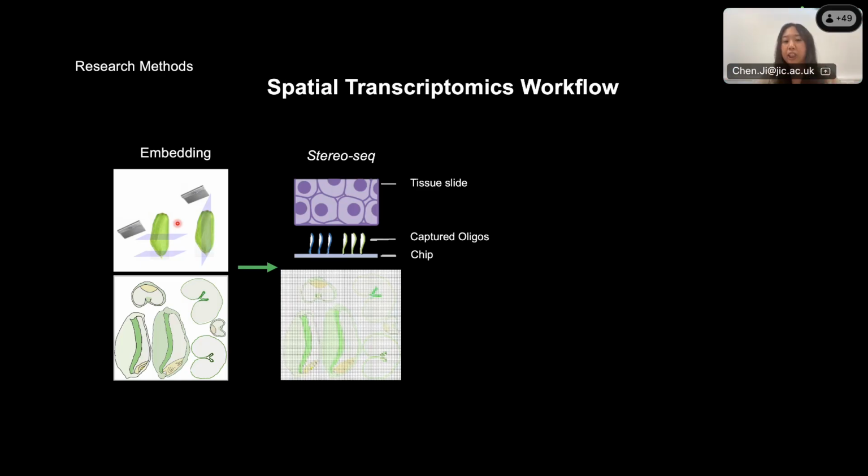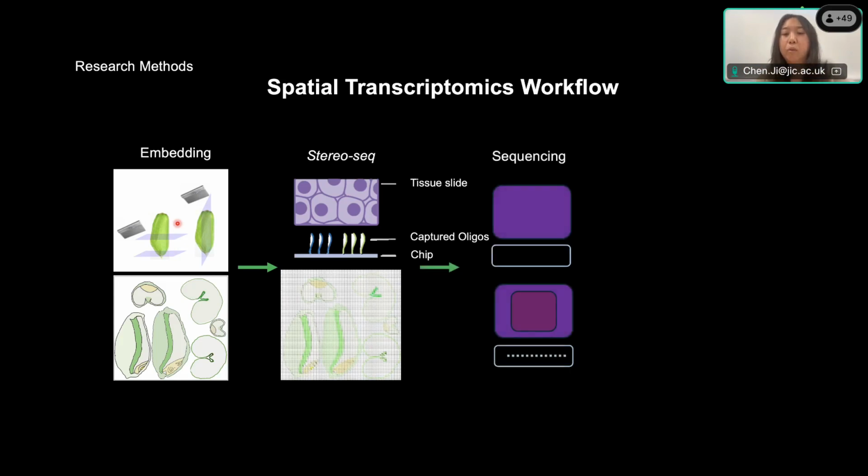And in each tiny spot, there are beads. That is the second layer. The beads have a tag with the address, and the beads can capture the RNA. And then the rest of the experiment will be very similar to bulk analysis. You just make the library, do the sequencing, and you can map your data.